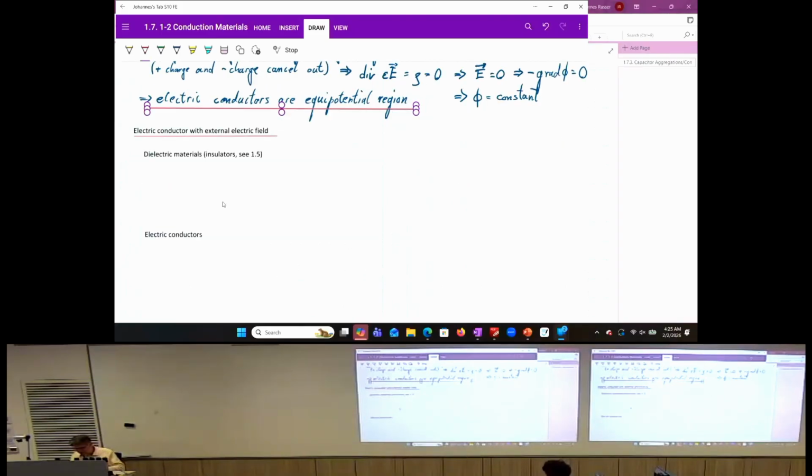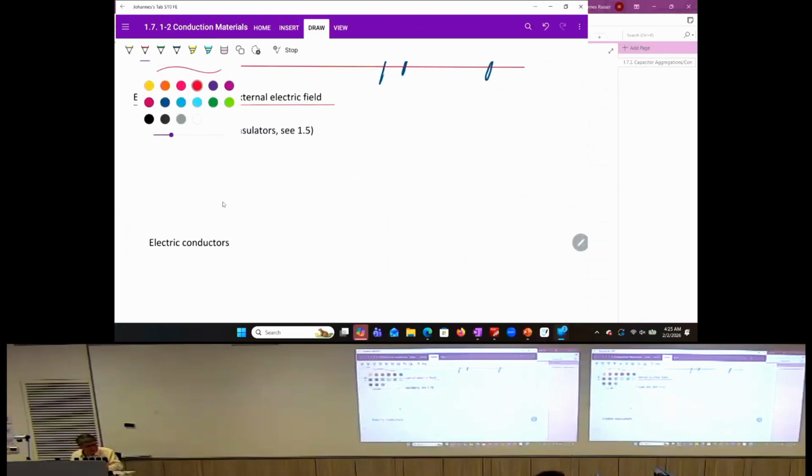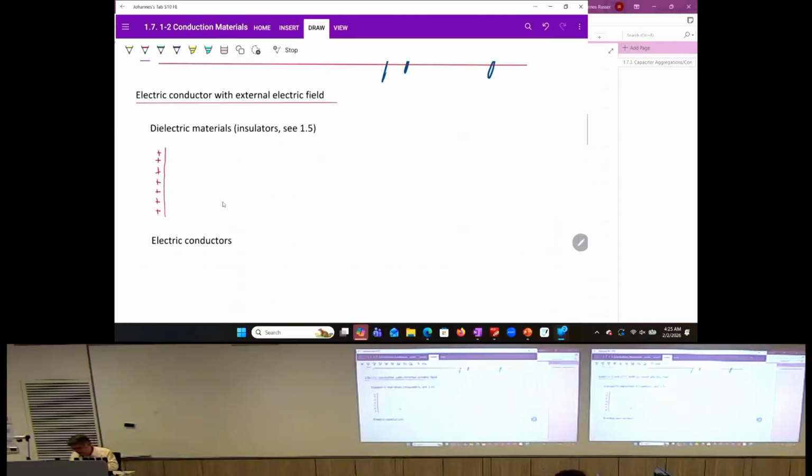So what happens to the external field? Let's review how that looked when we had the scenario with a dielectric material, basically an insulator, as we have seen in chapter 1.5. You put here a number of positive charges and a number of negative charges. So this is plus Q here, and this is minus Q, the cause for an electric field.